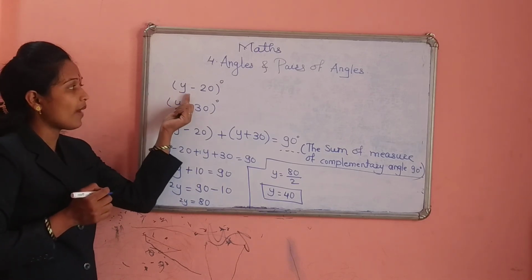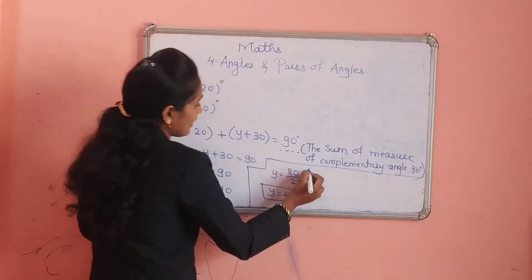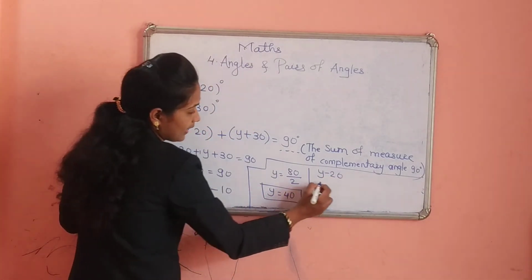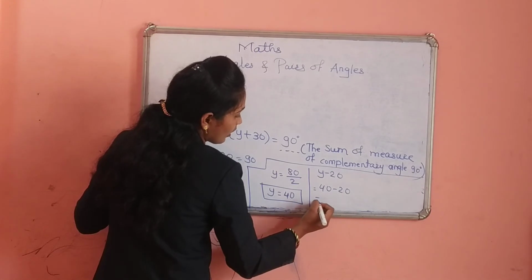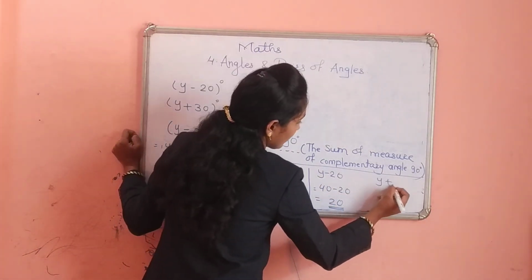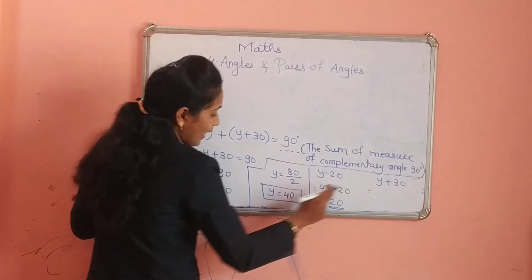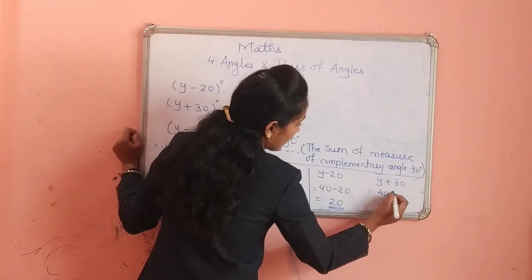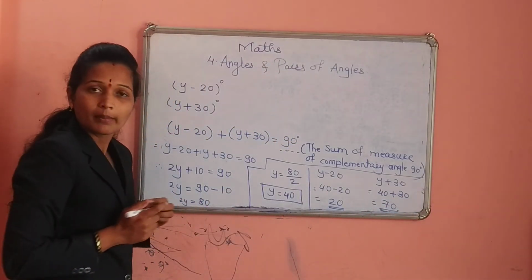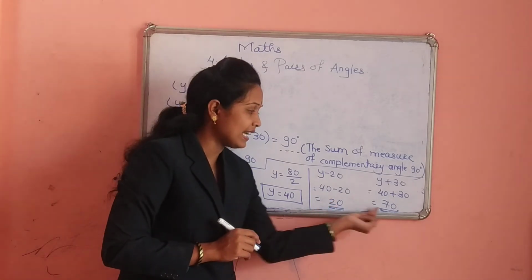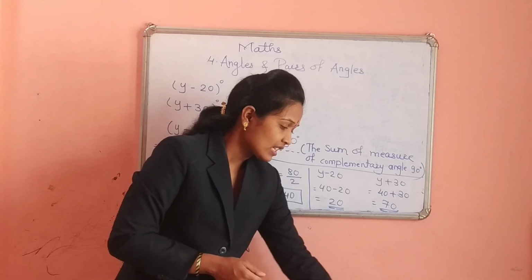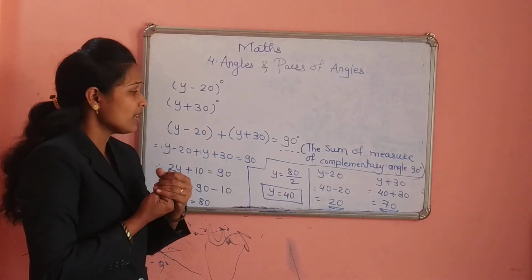Now we have to put the value in this y. First angle is there, y minus 20. So our value of y is 40. 40 minus 20, so our answer comes 20. And next is y plus 30. So our value of y is 40. 40 plus 30, it is 70. So the measurements of complementary angles are 20 and 70. If you observe, 20 plus 70, answer comes 90. So in this way we can solve our second question also.